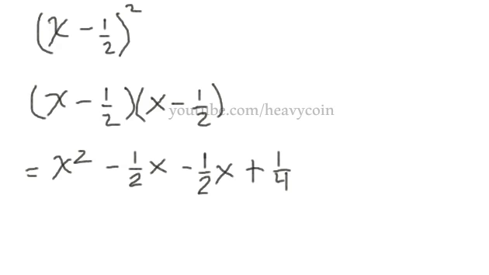So now what we want to do is we're going to rewrite x squared minus, so a half and a half is just going to be 1. And then plus 1/4. Good enough. I say we work a little bit more complicated one.